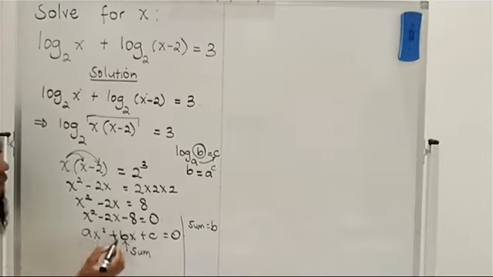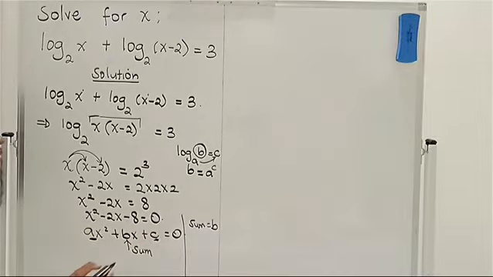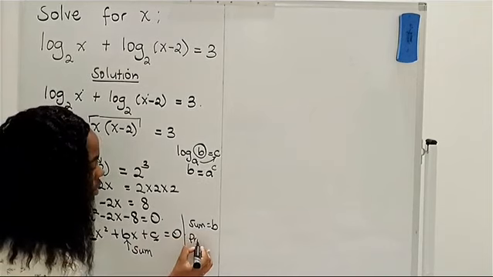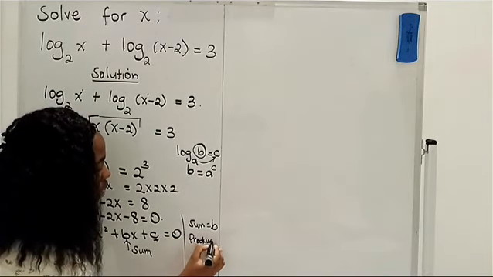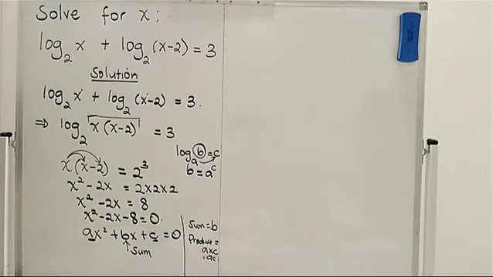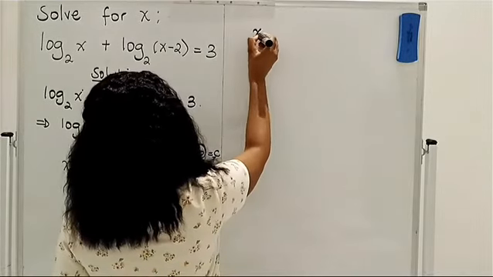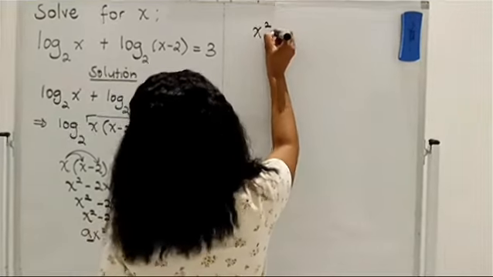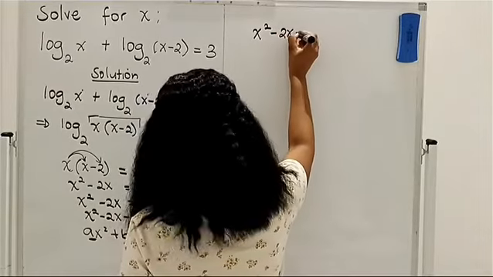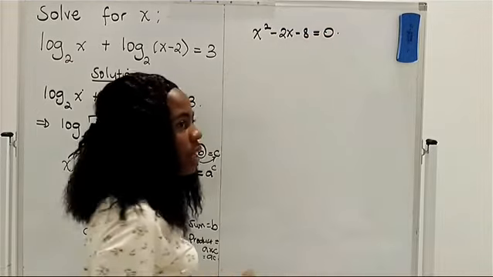Then how do we get the product? Product is the coefficient of x squared times the constant. So my product is equal to a times c, which is ac, okay? Now considering this, let me write it here. We have x squared minus 2x minus 8. This is equal to 0, okay?